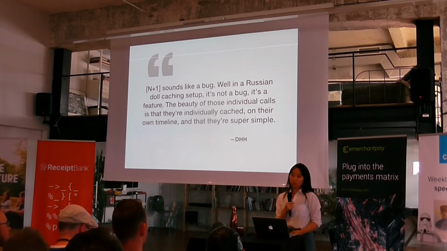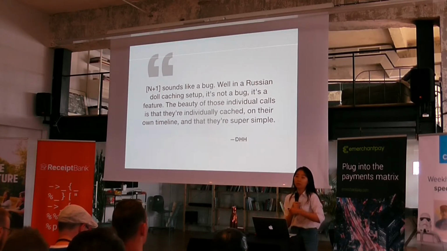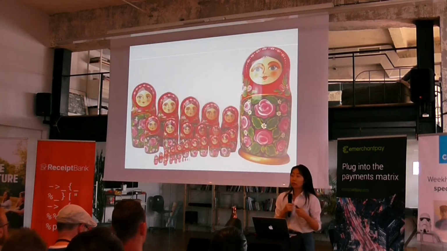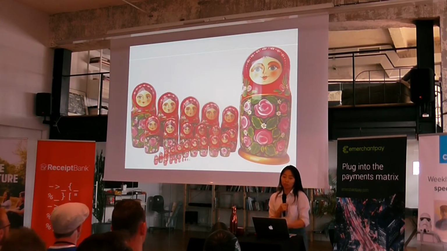So this was really new to me. As someone who doesn't really work with Rails in a full stack capacity, I tend to use Rails more to build APIs. I didn't really know what Russian doll caching was, and I didn't understand what he was getting at, the reasoning that he thought n+1 queries could potentially be a good thing. So I looked into it, and Russian doll caching, the name comes from these Russian dolls.